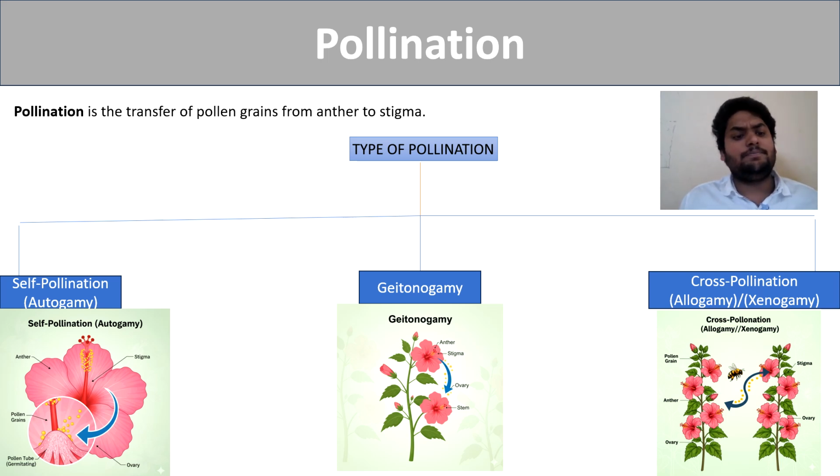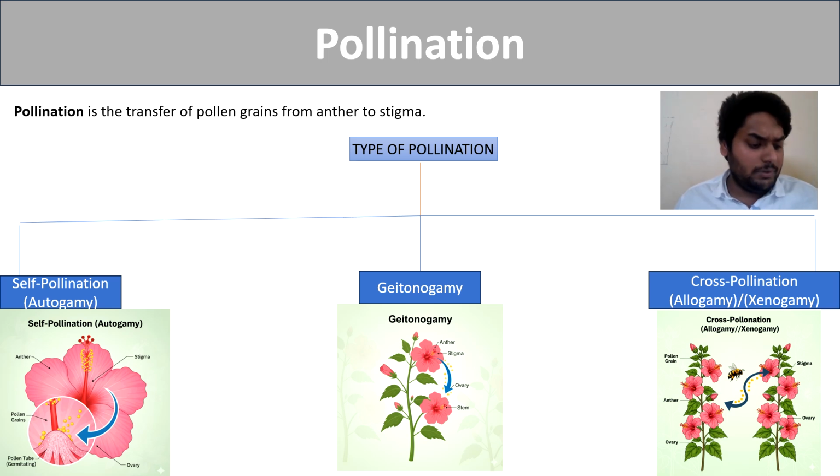One type is self pollination, which we call autogamy. The second one is geitonogamy, and the third is cross pollination, which also has two types, allogamy and xenogamy. As you can see, geitonogamy is also part of self pollination only. Now I am going to discuss all these things in detail.